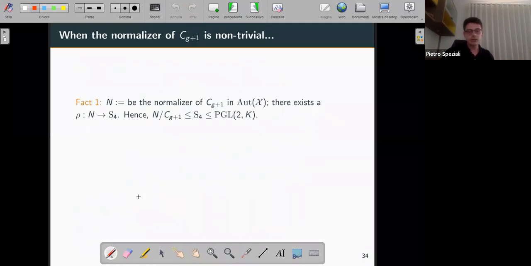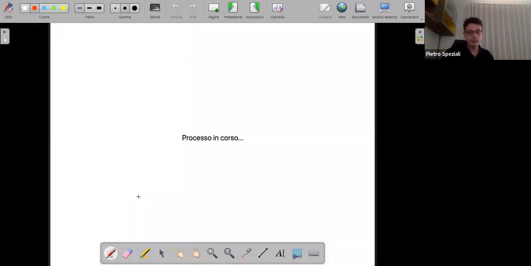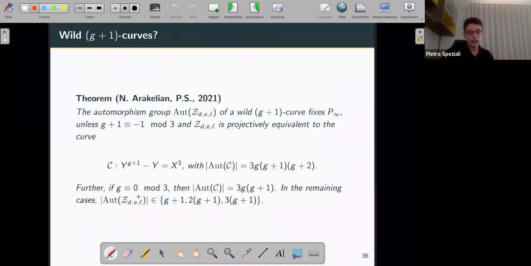So, I will skip this part, and just mention a little bit what happens for this wild case of g+1 curves. Here again, these can be examples. In this case, the characteristic is g+1, the curve has to be trigonal, and it's non-hyperelliptic. In general, the group just fixes one point. But we have this exception, where you have another example of a curve with around g cubed automorphisms.